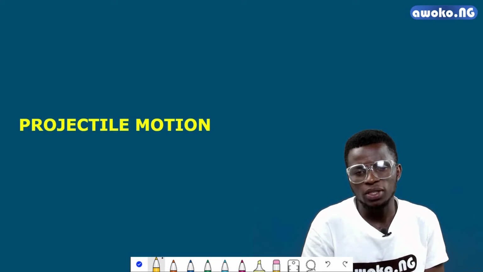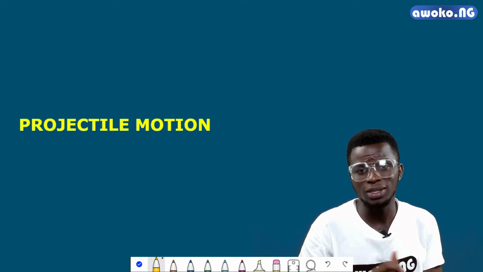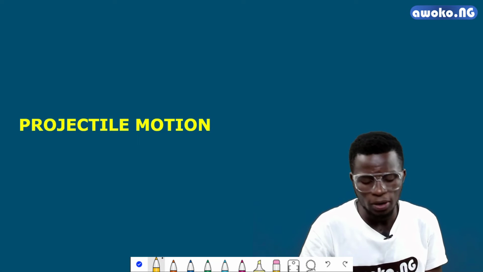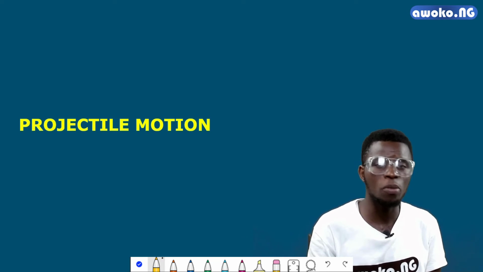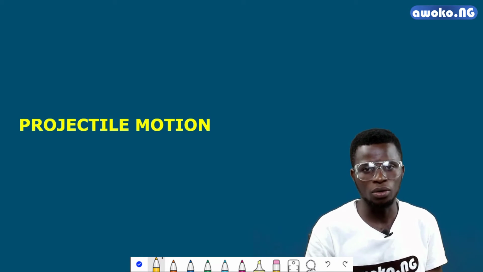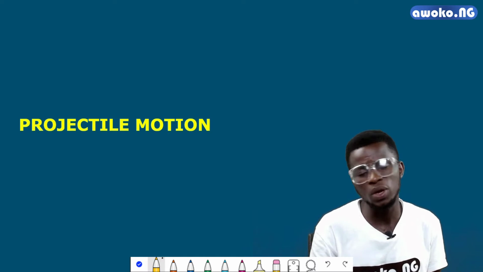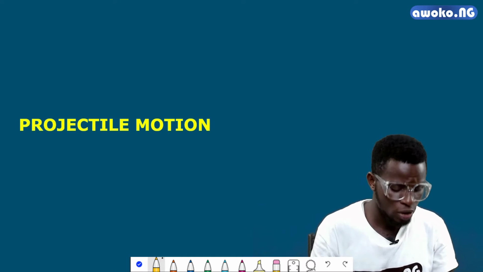In our previous class, we started a discussion on projectile motion, and we said projectile motion is a motion that occurs under the influence of gravity. And we discussed some common examples of projectile motion that we can see around us. But for today's class, we are going to discuss some terms associated with projectile motion.